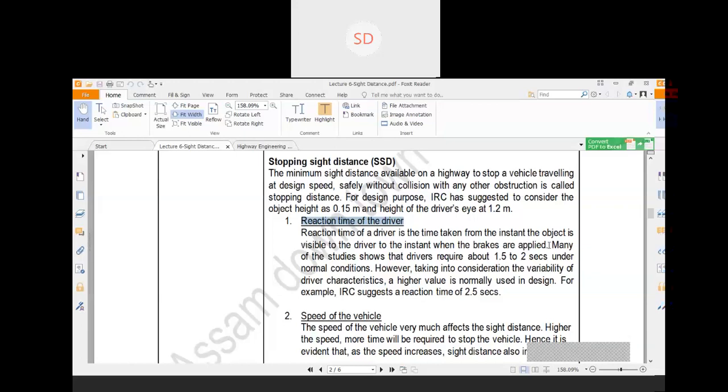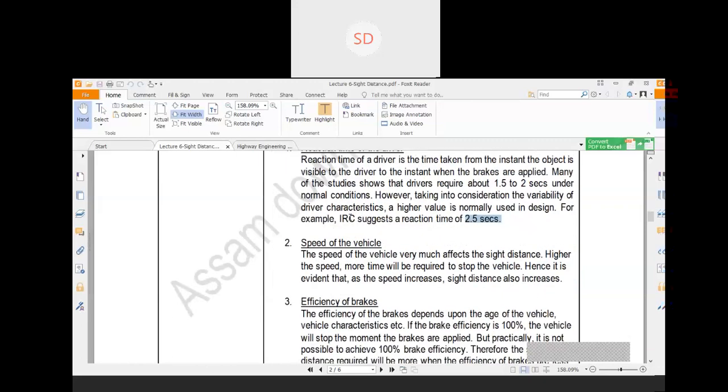Many studies show that drivers require about 1.5 to 2 seconds under normal conditions to react to something happening on the road. However, for safety and design purposes, IRC normally considers a reaction time of 2.5 seconds. So whenever you are designing the stopping sight distance, you will consider the reaction time as 2.5 seconds. The next important thing is the speed of the vehicles.